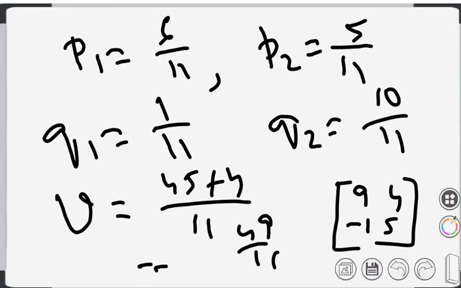So we have already seen that V is lying between 4 and 5. 49 by 11 is between 4 and 5, so that satisfies our value. That's fine.